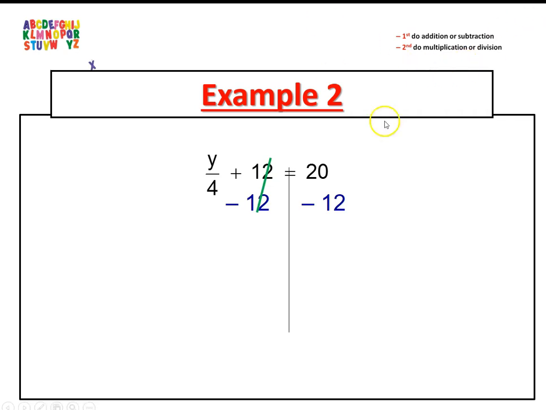And I've got 20 plus negative 12. Let's do good guy, bad guy. 20 good guys, 12 bad guys. So I'd have 8 good guys left. So y divided by 4 equals 8.